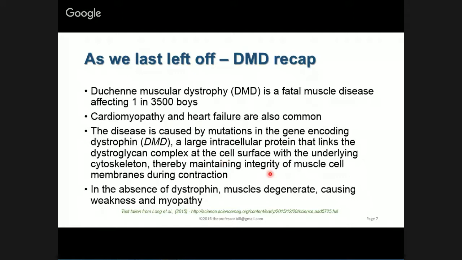And what that means is that because that linker molecule is no longer there and it's no longer able to cause the proper association of different molecules, every time the muscle contracts, the muscle gets damaged, and it also ultimately leads to the loss of muscle membrane integrity and the degeneration of these muscle fibers, particularly by the time they reach teenage years. So this absence of dystrophin causes this muscle degeneration that is so characteristic of Duchenne's muscular dystrophy.